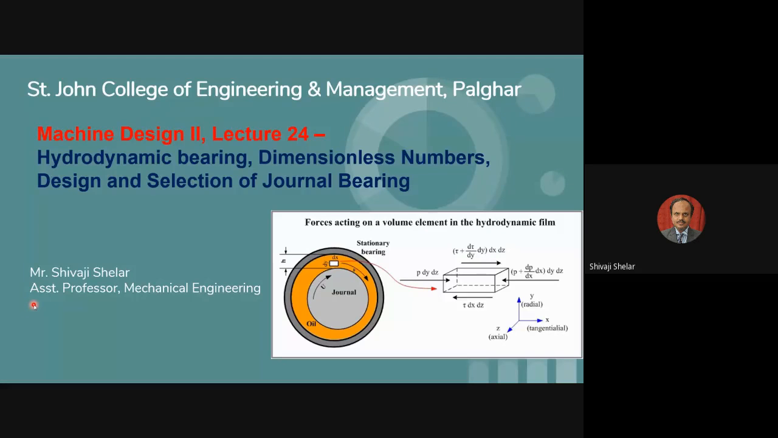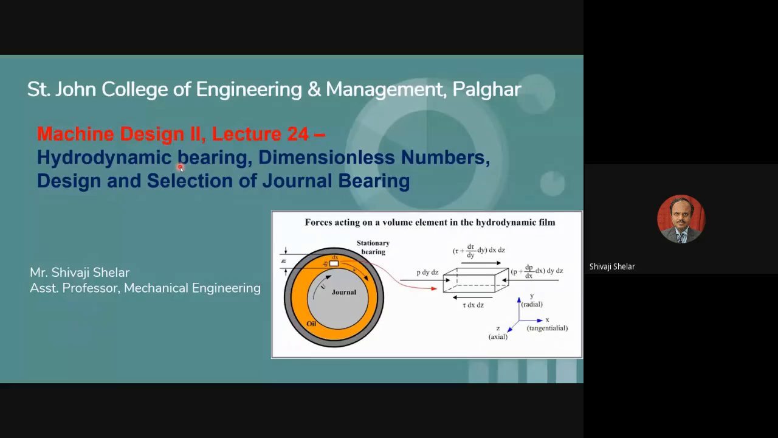Okay. Today we are going to learn hydrodynamic bearing: the parametric analysis of hydrodynamic bearing, typically journal bearing, dimensionless number, and selection of journal bearing. Today we are not going to see selection; we are going to see that in the problem set, when we will be learning the problems. So we are covering the first two parts: dimensionless number, that is, parametric analysis of hydrodynamic bearing.